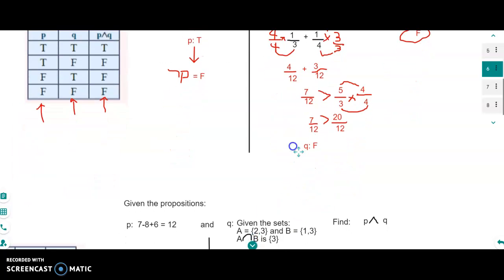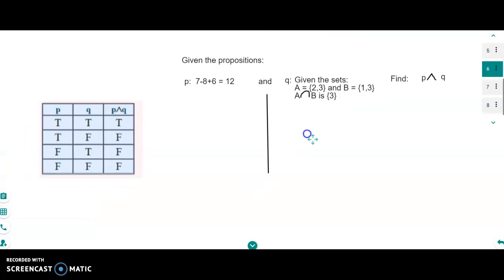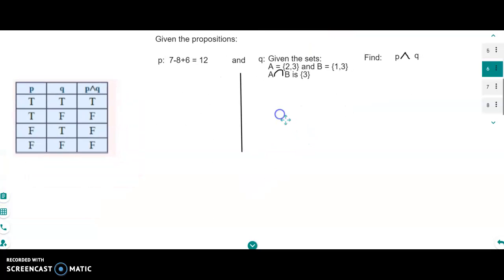So let's see an additional example, which is really easy also. In this case, we have two propositions. We have P, 7 minus 8 plus 6 equals 12. We have to find out if that's true or false. And on the other hand, we have, given the sets A, 2 and 3, and B, 1 and 3, we have to find if A intersected with B is 3. We don't know it, so we are going to find it.